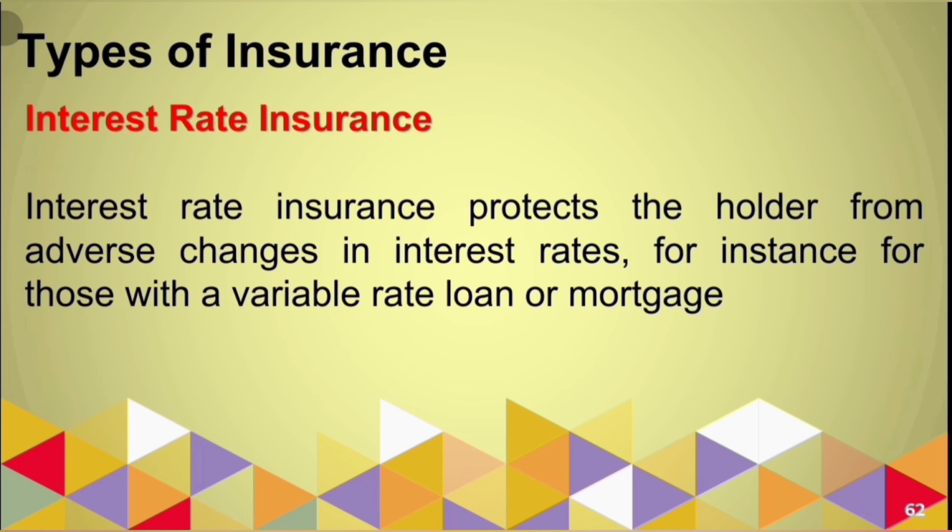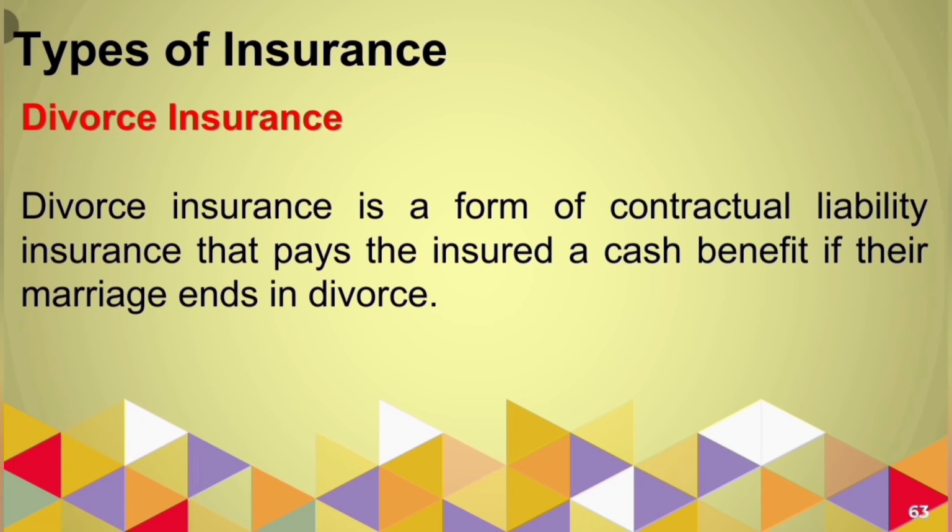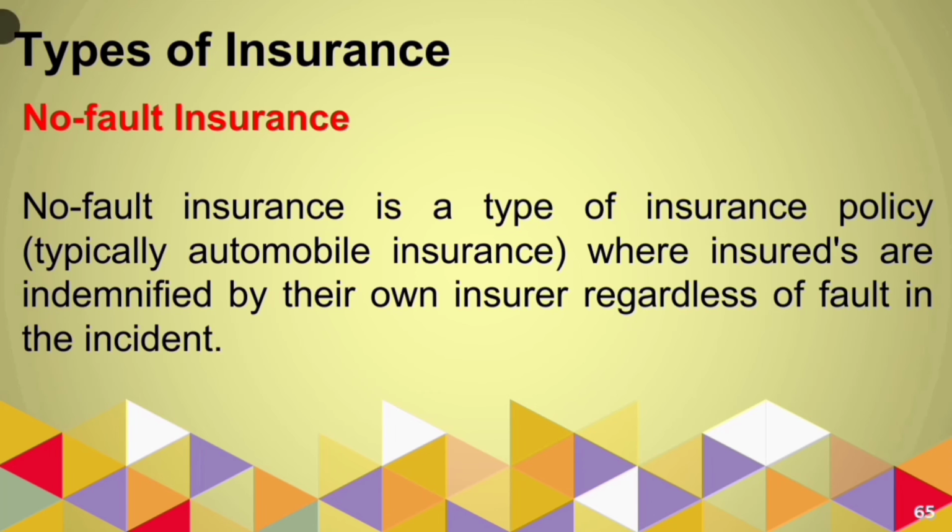Types of insurance. Divorce insurance. Divorce insurance is a form of contractual liability insurance that pays the insured a cash benefit if their marriage ends in divorce. Types of insurance. No-fault insurance. No-fault insurance is a type of insurance policy, typically automobile insurance, where insured are indemnified by their own insurer regardless of fault in the accident.